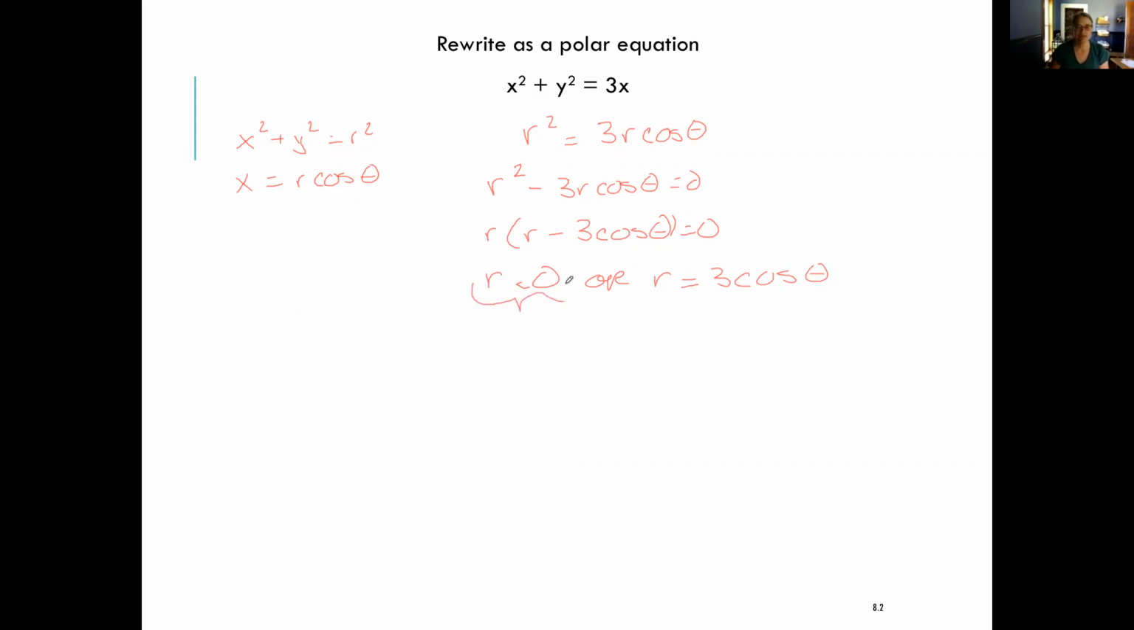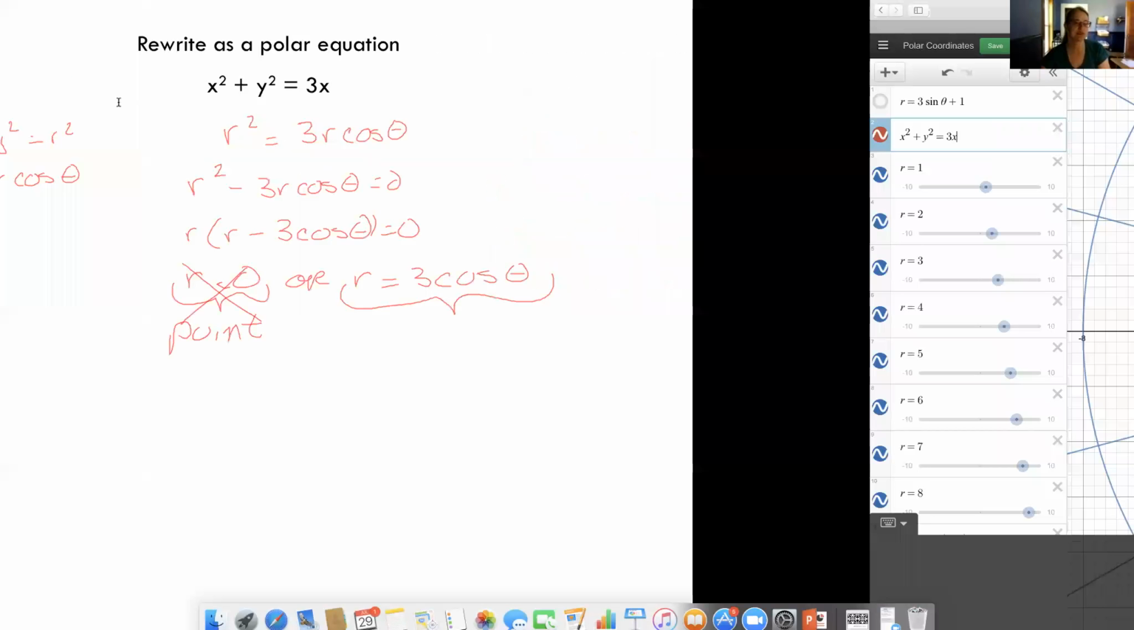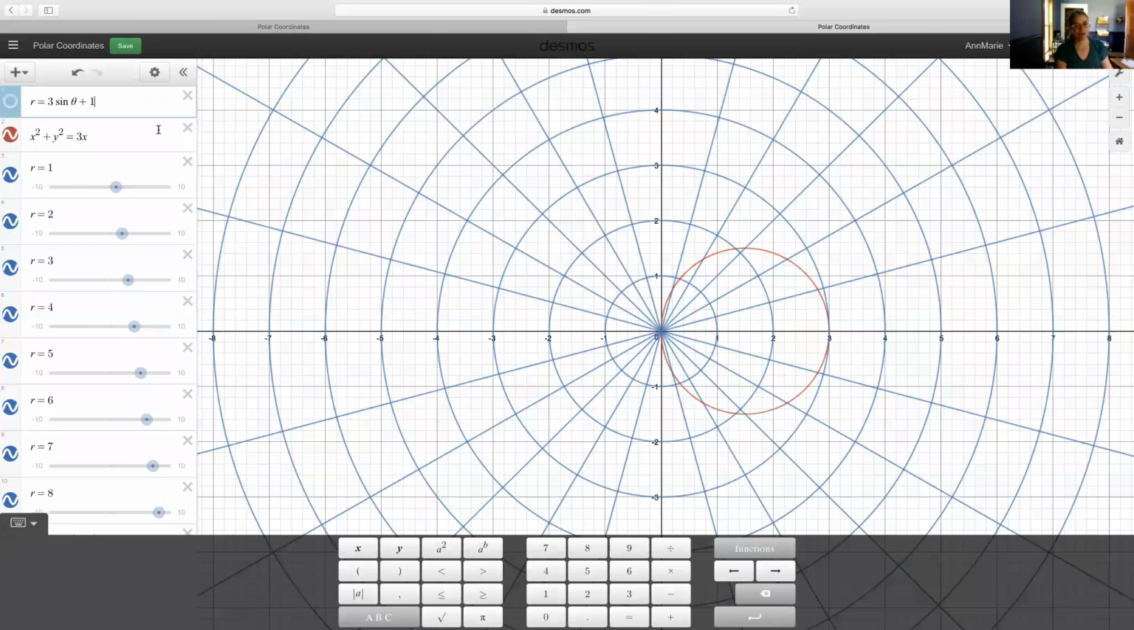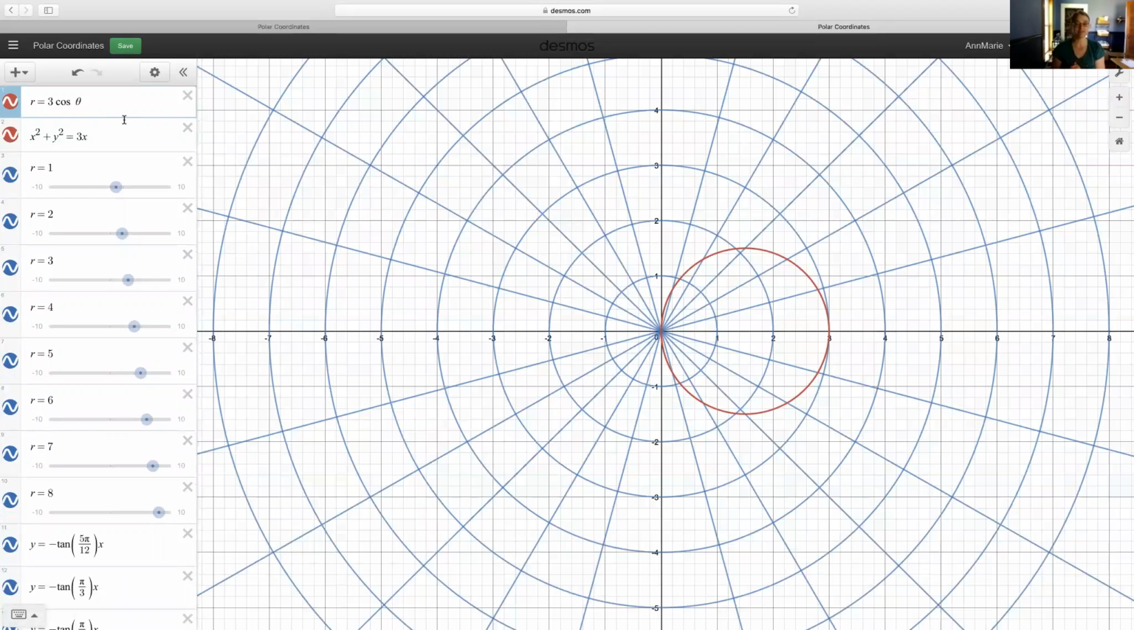This one, r equals 0, that's just a point. That's not very interesting, so we're going to toss that one out. And this will be our polar form of that same equation. Let's check our work by going to Desmos. We've already put the Cartesian equation on there. Now let's put on the polar form that we came up with and see if we agree. 3 cosine theta. Turn it on. And sure enough, I only have one visible circle. They're lying right on top of one another. So we did that one right.